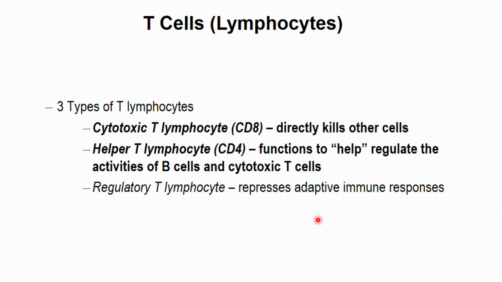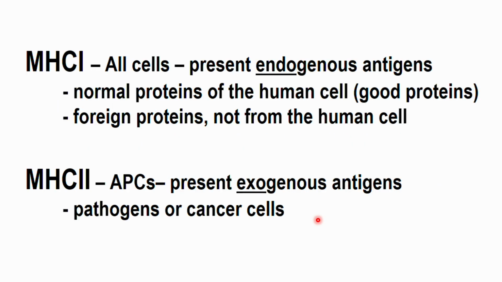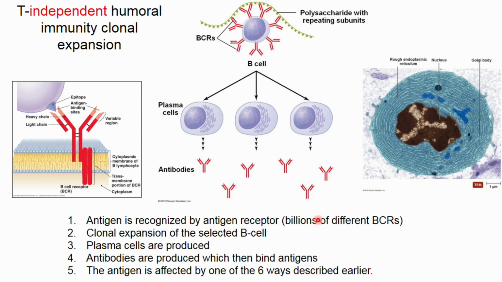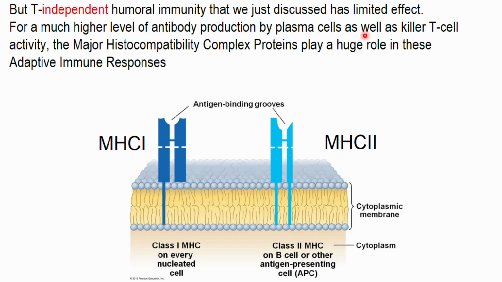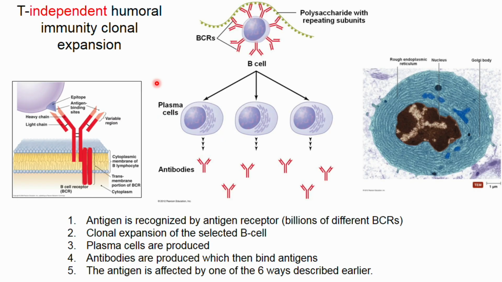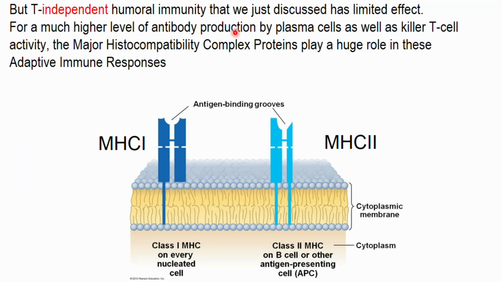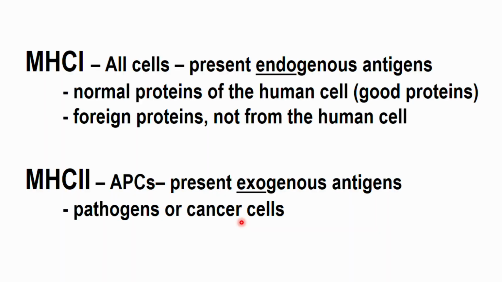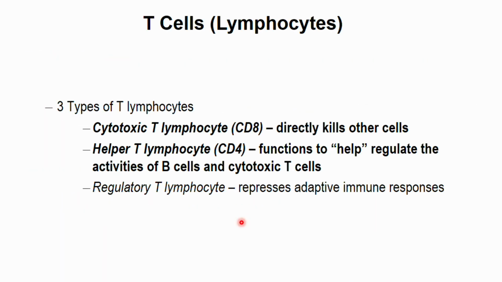So let's talk about how this functions now with T cells. Let's go back a few slides. What we're looking at here is what we talked about as T-independent humoral immunity. We said, hey, this is how antibodies can be formed. However, it's pretty weak. To get more antibodies, we need to understand major histocompatibility proteins. So the question is, what does this have to do with all of what we just learned about major histocompatibility? That is what we're going to talk about right now.